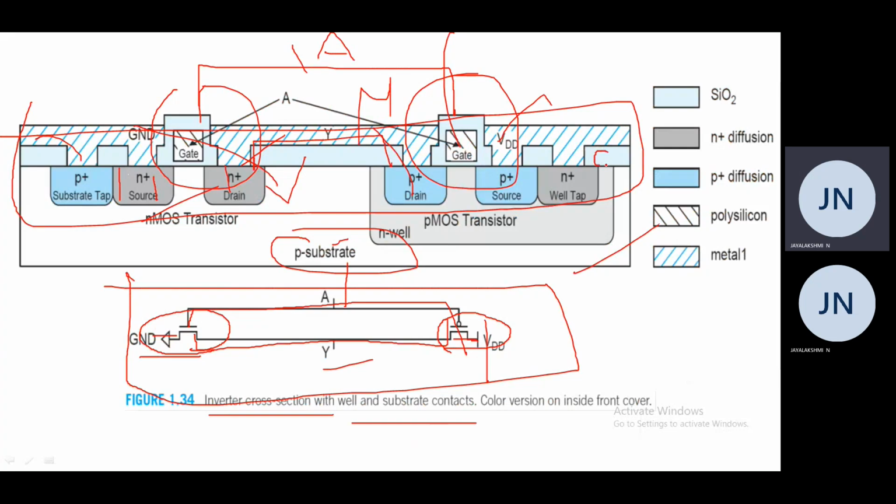Here the sky blue color indicates the SiO2, a thin layer on the wafer. The brown color indicates the N plus diffusion, and the dark sky blue color indicates the P plus diffusion. These lines are the polysilicon gate, and this is metal one. So this is the cross section view of an inverter. If you give input as 0 to the inverter, the output should be 1. If you give input as 1, the output should be 0 for an inverter.